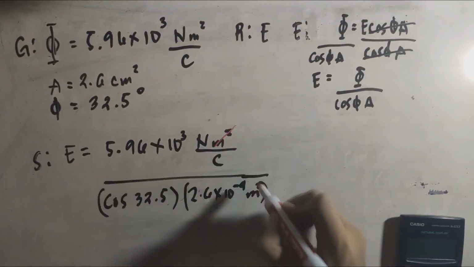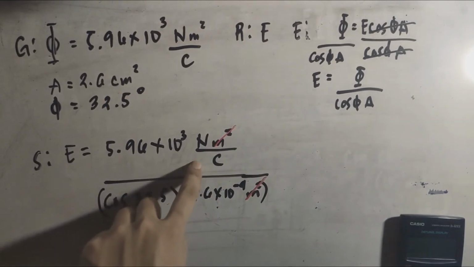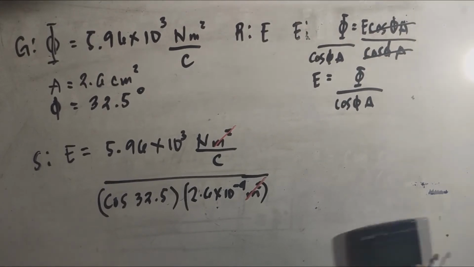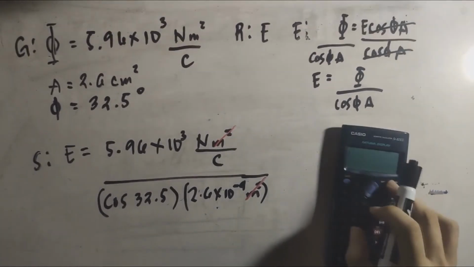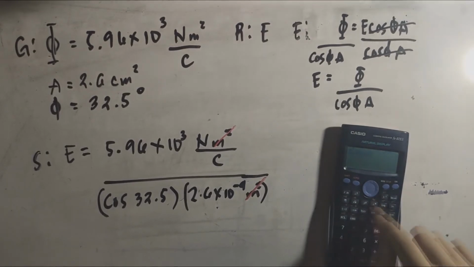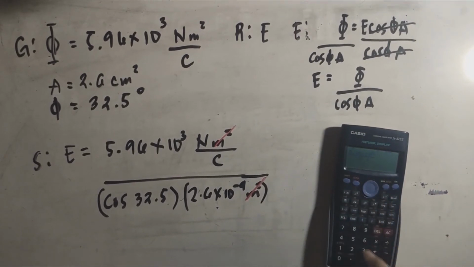So we have meter squared here and here, which will confirm our unknown or required, which is electric field, since the remaining unit is newtons per coulomb, the unit of electric field intensity. Okay, so let's do that. So let's input that on our cycle. So that would be 5.96 times 10 raised to 3 divided by cosine 32.5 times 2.6 times 10 raised to negative 4.